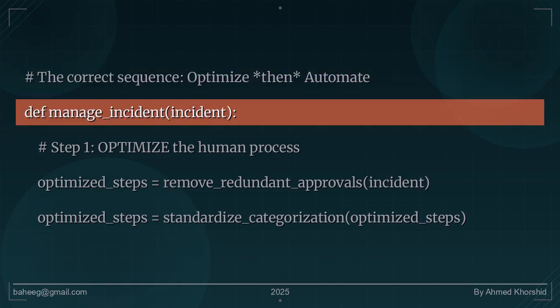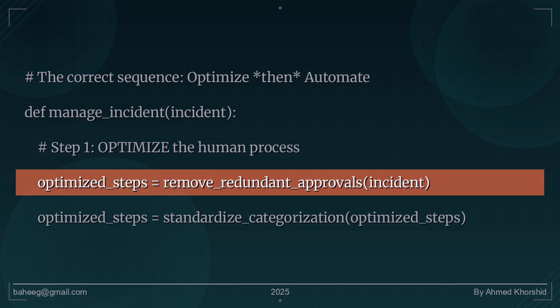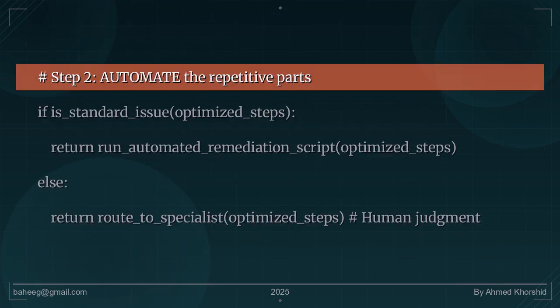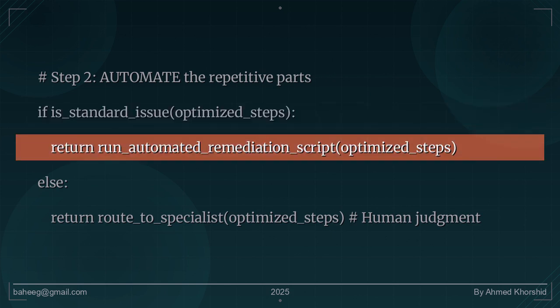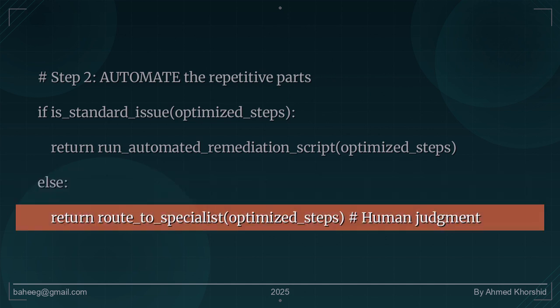def manage_incident(incident): # Step 1, optimize the human process. optimized_steps = remove_redundant_approvals(incident); optimized_steps = standardize_categorization(optimized_steps). # Step 2, automate the repetitive parts. if is_standard_issue(optimized_steps): return run_automated_remediation_script(optimized_steps); else: return route_to_specialist(optimized_steps) # human judgment.